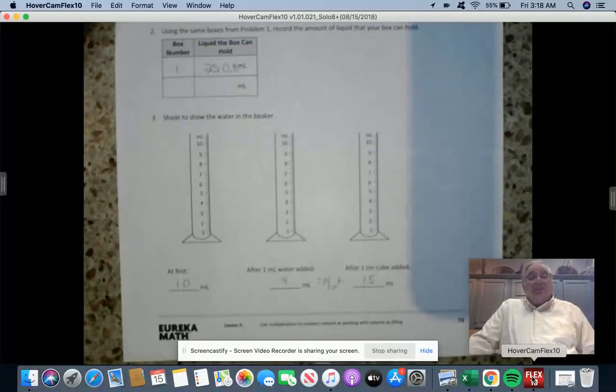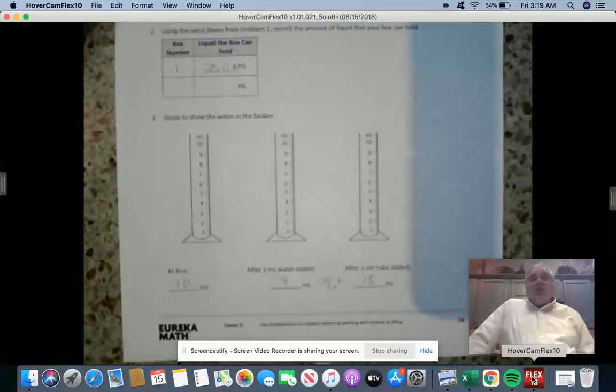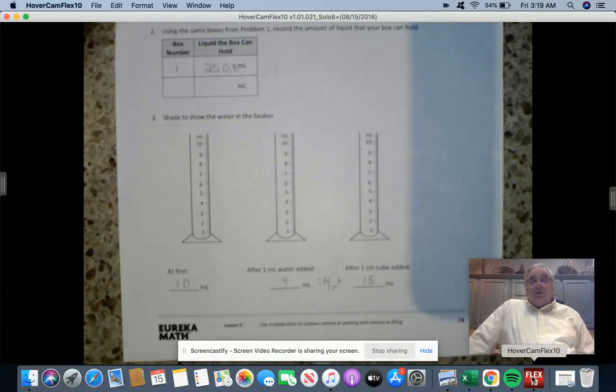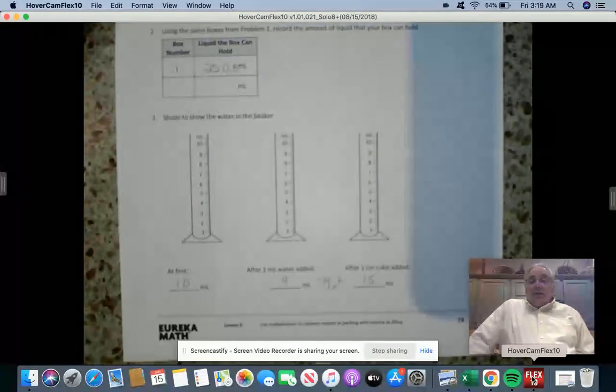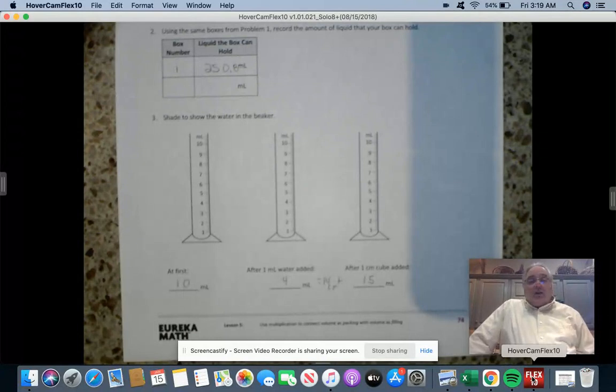For example, say I have a fish tank and it measures 5 times 10 times 5. So 5 in width, 10 in length, and 5 in height. I know that if it's in centimeters, I'm going to get 250 cubic centimeters, but I also know that it can hold 250 milliliters of water. So I know that I can fill it up with water.